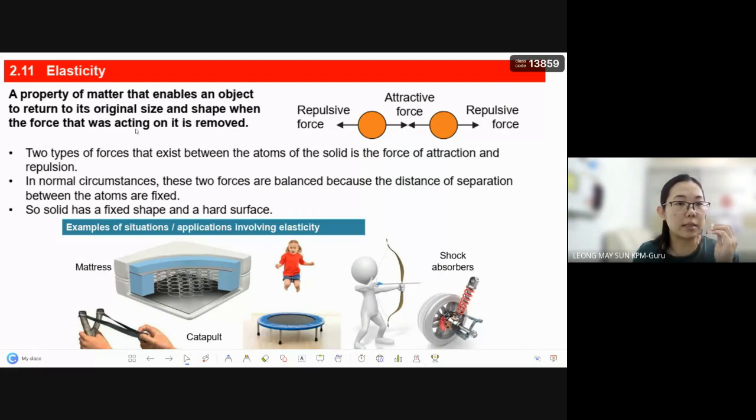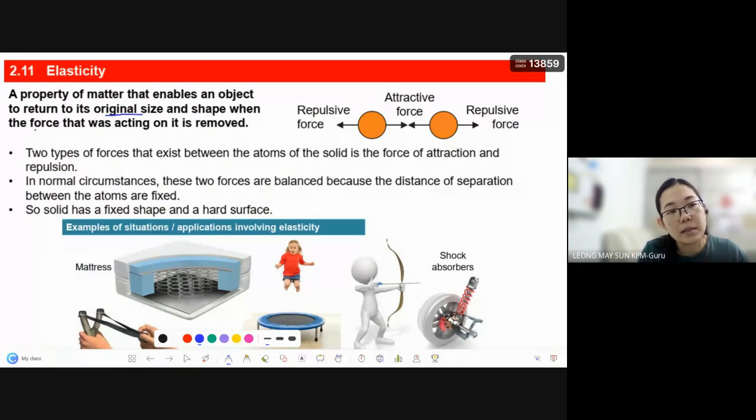Okay, what is elasticity? Based on your textbook, elasticity is a property of the matter that enables an object to return to its original size and shape when the force that was acting on it is being removed. You have to be aware that elasticity is actually not a physical quantity, because physical quantity means that it can be measured and it has value. So elasticity in SPM level is just a property of the matter that enables the object to return to its original size and shape when the force acting on it has been removed.